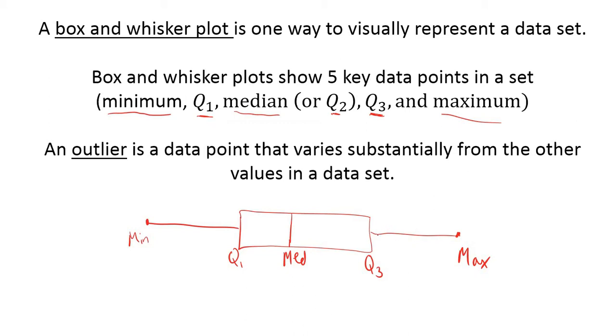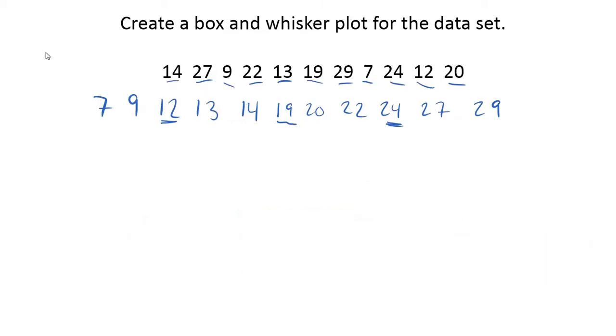Now if you got something where you got a whisker going way out, something like that, then hey, this guy out here is an outlier. Okay, that's just a visual way. Maybe we could see that. Okay, let's go make a box and whisker plot.